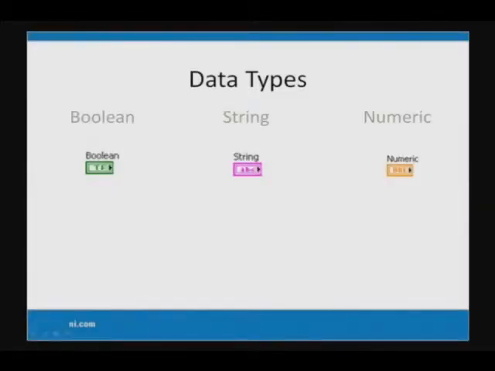It is important to understand what data types are available in LabVIEW and what values each data type can take on. Here we have the three most basic data types in LabVIEW: the Boolean, string, and numeric data types. The Boolean data type is represented by the color green and can take on one of two values, true or false. The string data type, represented by the color pink, is a combination of ASCII and non-ASCII characters and is typically used to store and display text. The numeric data type, represented here by the color orange for its representation type, takes on the value of a decimal number.